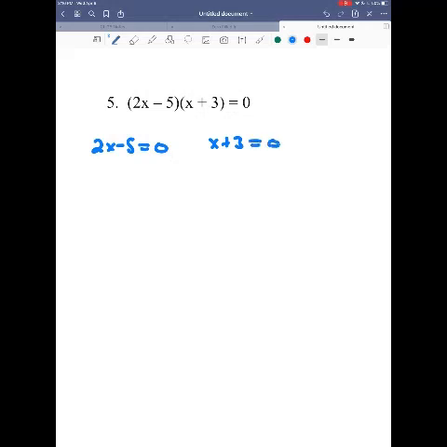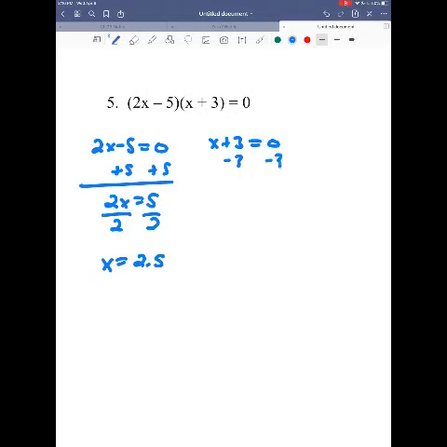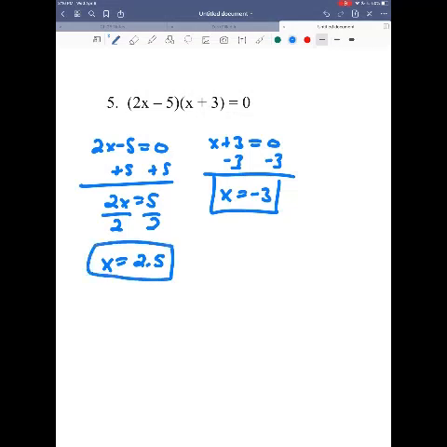Now, the left-hand side is a little harder to solve than before. I'm going to add 5 to both sides. I'm going to get 2x equals 5. And then I need to divide both sides by 2. So I got x equals 5 halves, or if you want, you could say 2.5. On the right, I would just subtract 3 from both sides. It's an easier solve. And I get x is negative 3. So there's my two solutions.